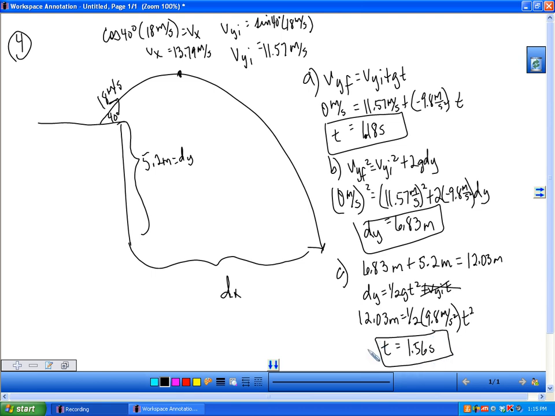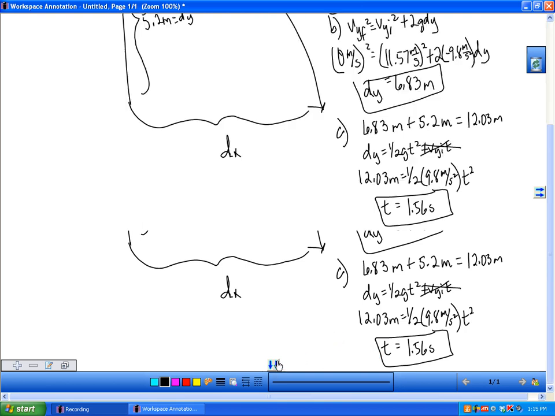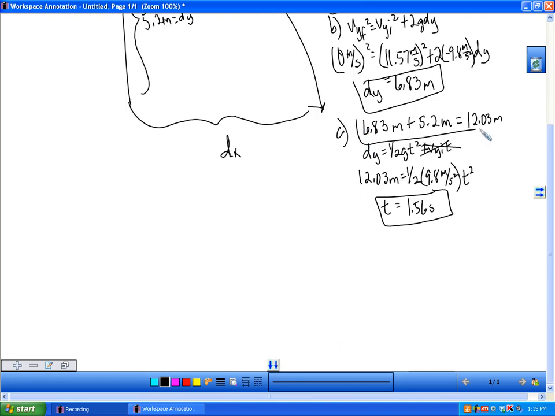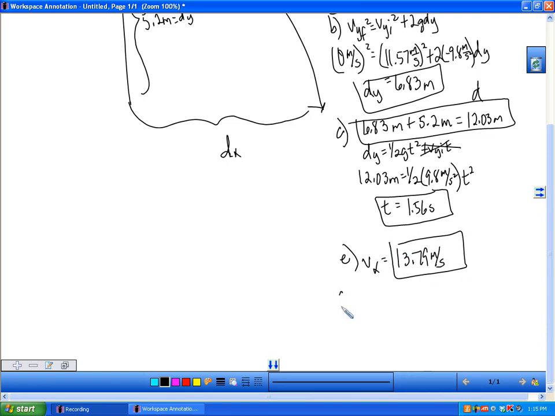All right, and then D, how far does the burrito fall? Well, we already calculated that. So this is really answer D right here. And notice every number has a unit. All right, E says what is Vx? Vx never changes. So since we calculated Vx initially to be 13.79, it will stay the same because there's no gravity on the horizontal. F says what is Vyf when the burrito reaches the ground?